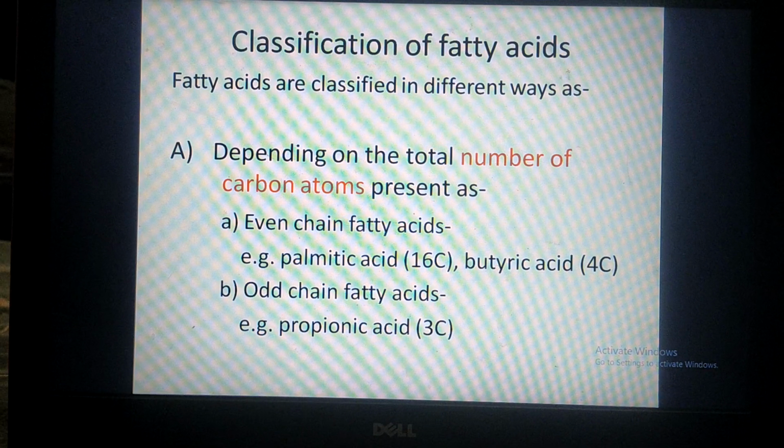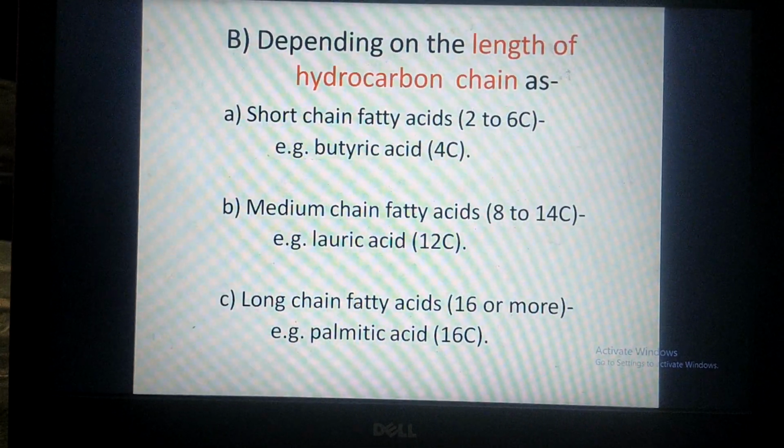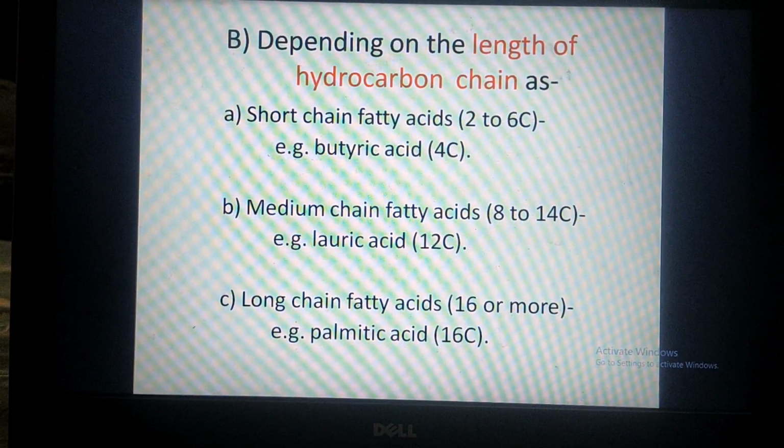Even chain fatty acids have an even number of carbon atoms. Example, palmitic acid with 16 carbon, butyric acid with 4 carbon. Odd chain fatty acids have an odd number of carbon atoms in the hydrocarbon chain. Example is propionic acid. Depending upon the length of the hydrocarbon chain, fatty acids are also classified as short chain fatty acids, medium chain fatty acids, and long chain fatty acids.